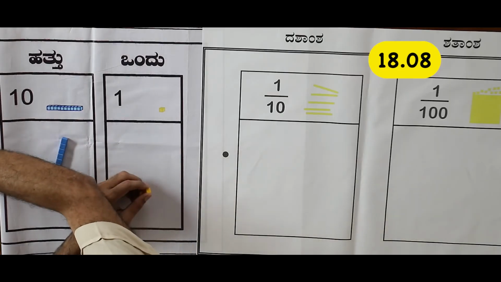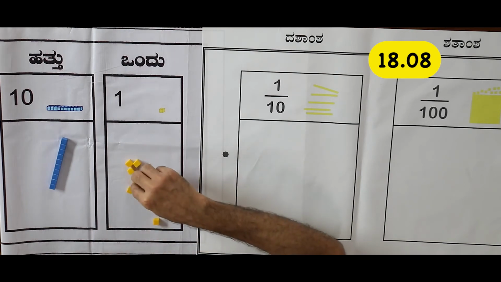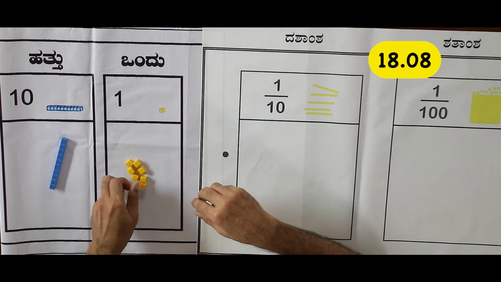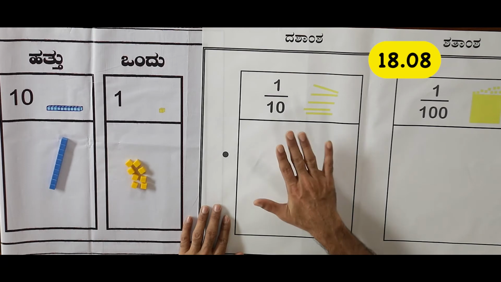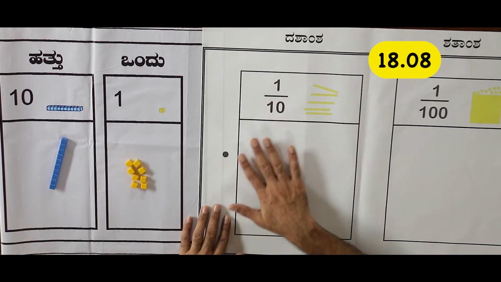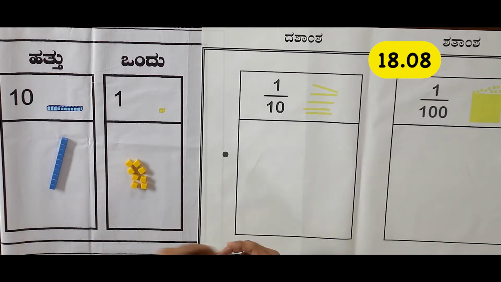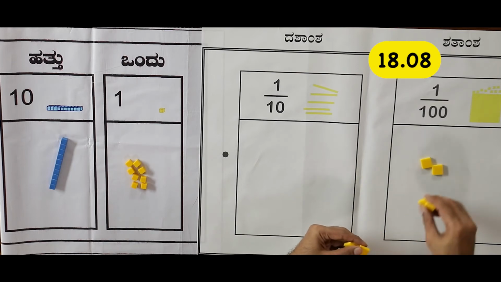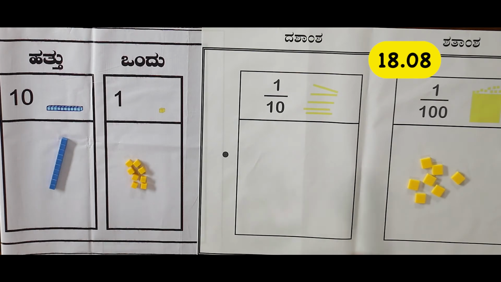18.08. How do we do it? How do we get 18? 1 blue rod and then 8 units. 8 of these, 8 units. 18 point, this is 0. We don't have to keep anything here. 8 here. That is 8 parts of 100. 8.